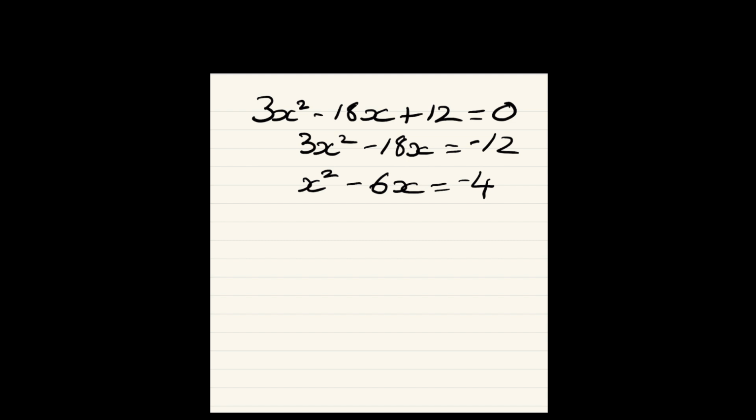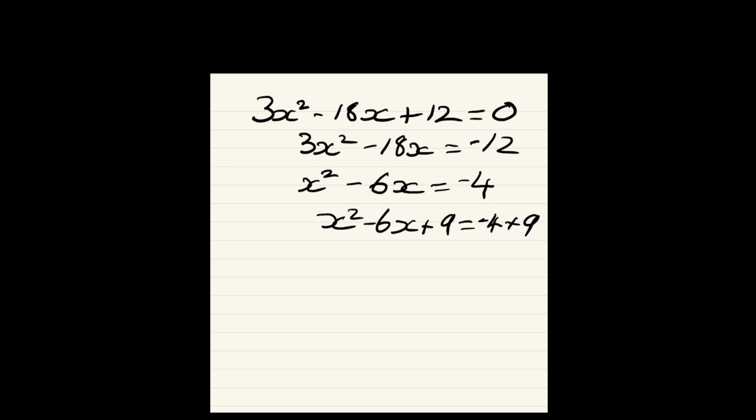So I'm going to take half of 6, which is 3. So I'm going to have x squared, okay, minus my 6x. Half of the 6 is 3. 3 squared is 9, so I'm going to have to add 9 to both sides. Okay, and we'll simplify that in just a second.